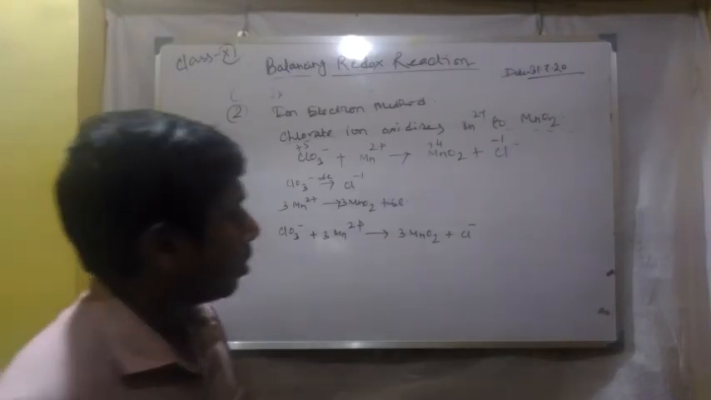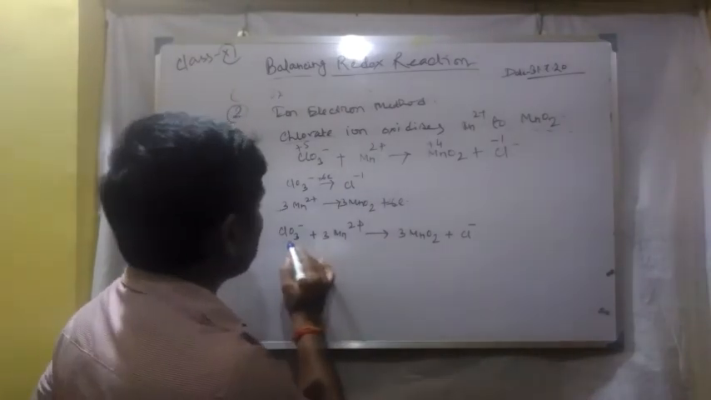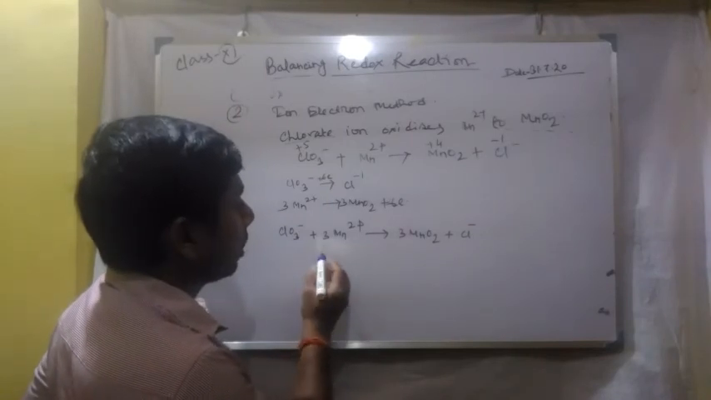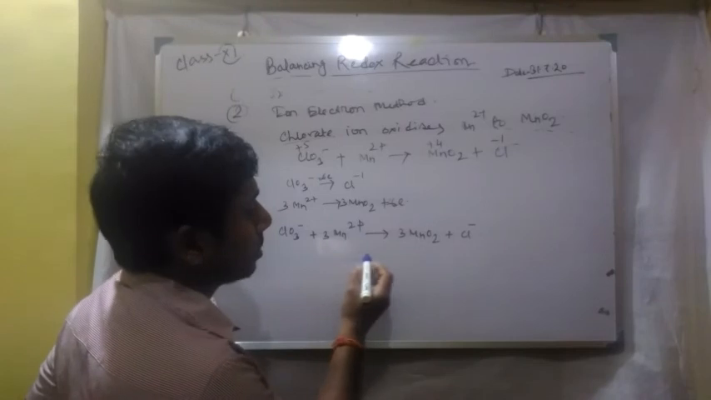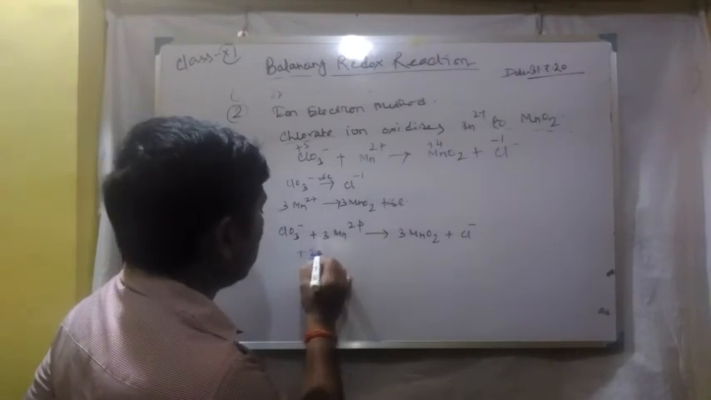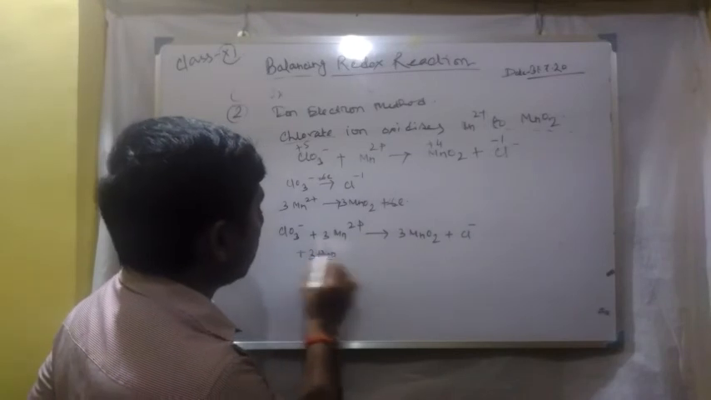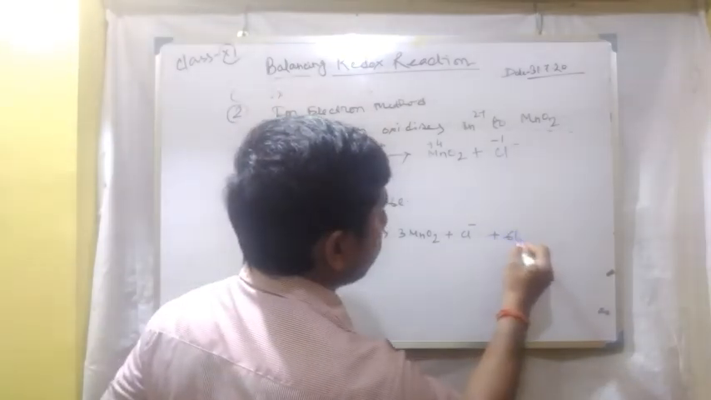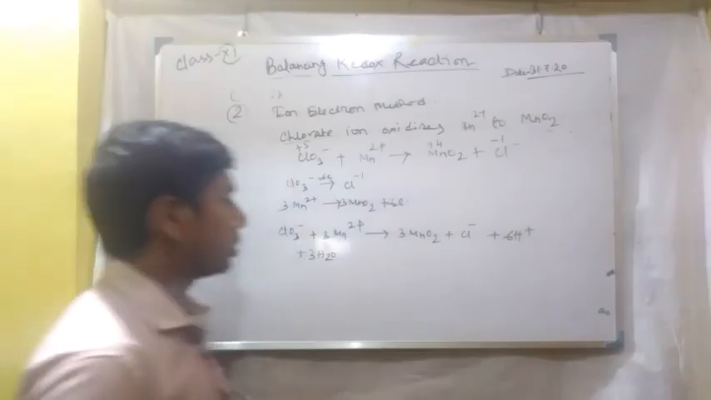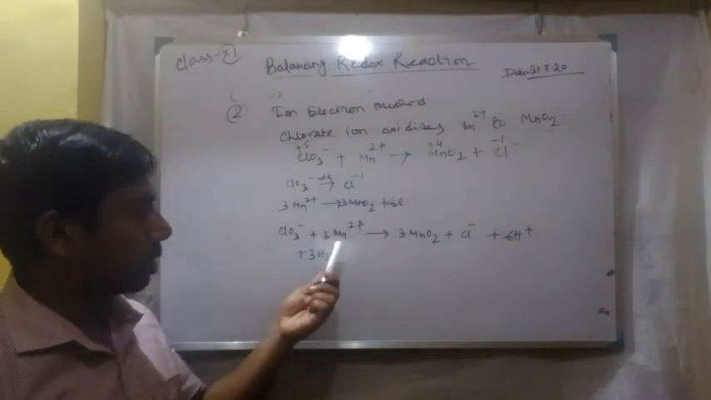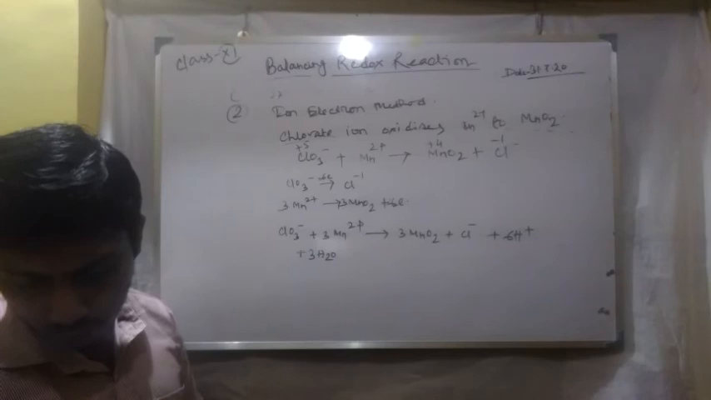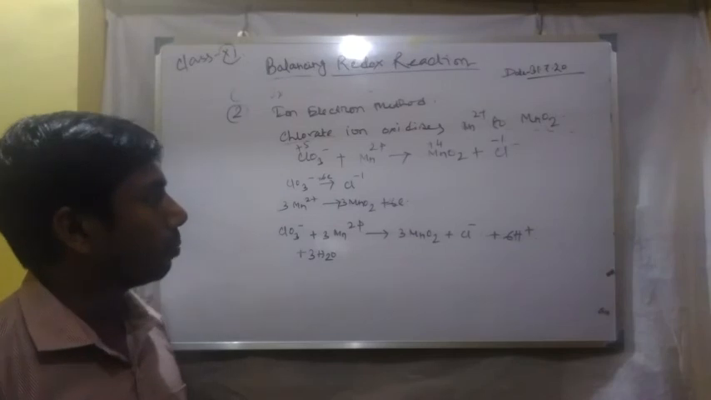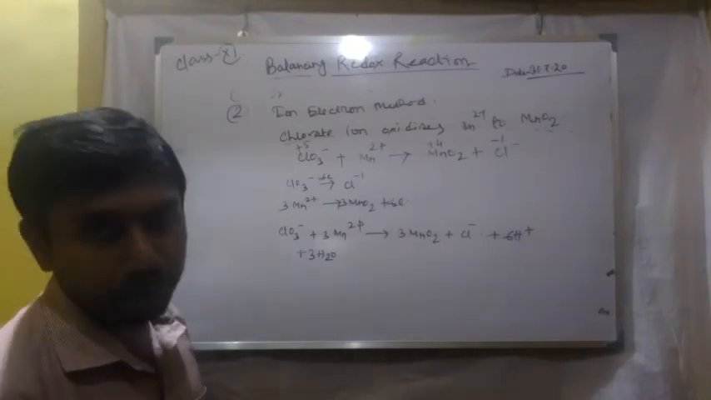Okay, now we have to balance the number of oxygen atoms. Here oxygen atoms are 6, here oxygen atoms are 3. Okay, so how can we balance, that is here we should add 3 H2O molecules, then the oxygen is balanced, but here we have to use 6 H plus so that the hydrogen atoms are balanced. So in this way ClO3 minus plus 3Mn2+ plus 3H2O forming 3MnO2 plus 6H plus plus Cl minus. So this is the balanced equation form. Very simple.